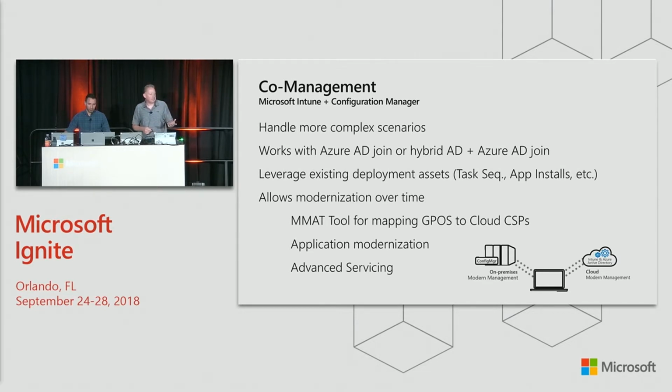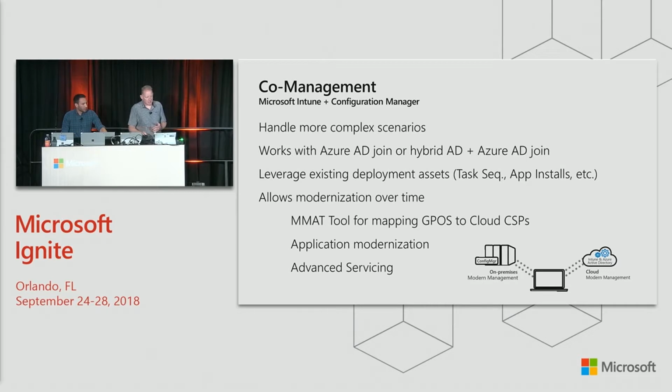Again, utilizing legacy task sequences and app installs, etc. When you modernize over time, there's a tool called MMAT. MMAT is good for mapping your GPOs existing today to CSPs, which is the cloud equivalent of a GPO or a cloud policy. That MMAT tool can be run on an existing Windows 7 machine or an existing Windows 10 machine. It'll give you a list of this policy goes to that CSP, and then the delta of things that don't have a map, which you can figure out whether you still need them or they apply, or how you want to handle that specific scenario.